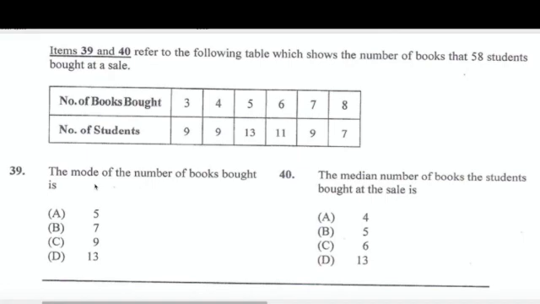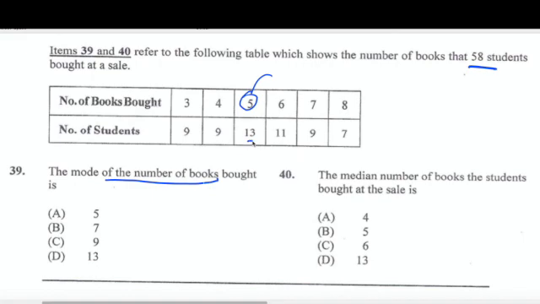So numbers 39 and 40 refer to the following table, which shows the number of books that 58 students bought at a sale. So I've seen the number of students here, and this should add up to 58. And these are the number of books bought. The mode of the number of books bought is, well, the mode being the most frequent, so we could see that the number of books here is 5.